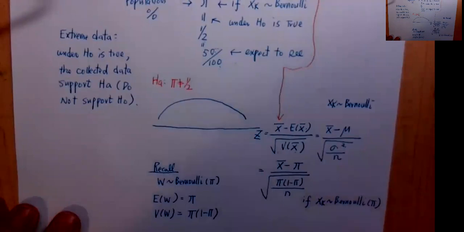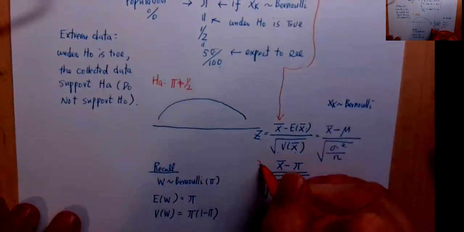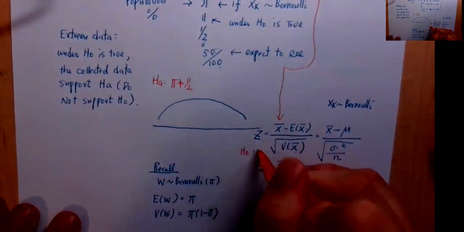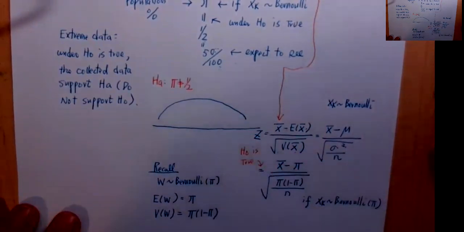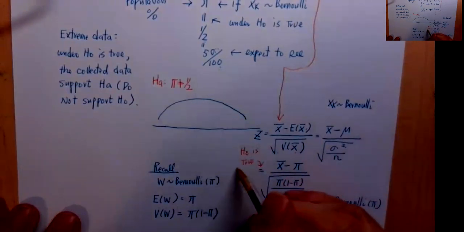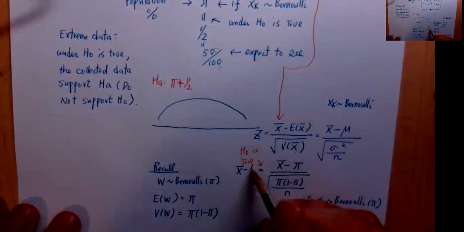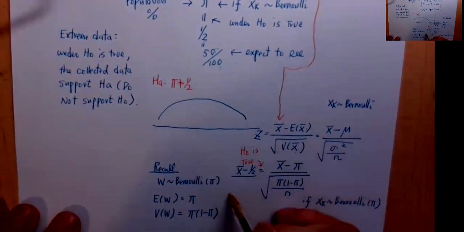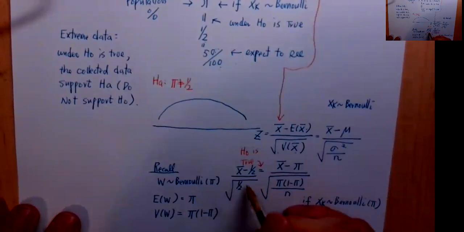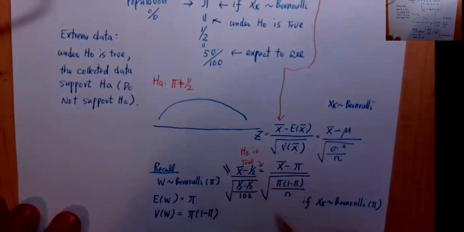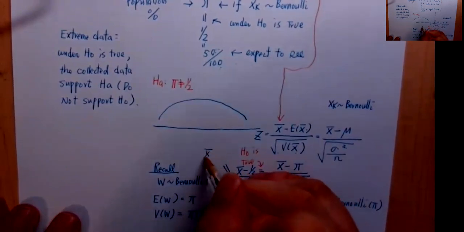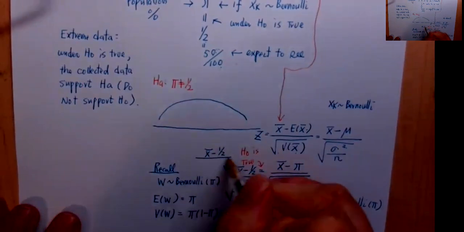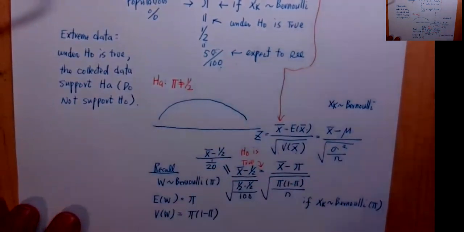with parameter pi. Now, under H_0, what do we know about pi? Under H_0, this expression can be written as X bar minus pi, which is a fair coin, 1/2. And in the denominator, 1/2 times 1/2 divided by 100. So I can further simplify this expression as X bar minus 1/2 divided by 1 over 20.